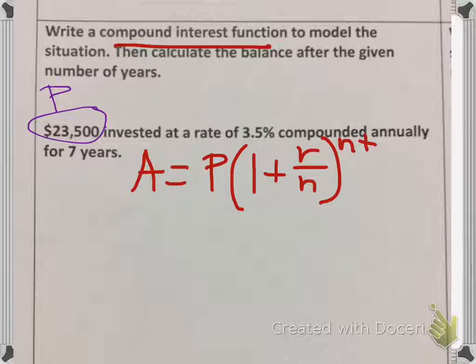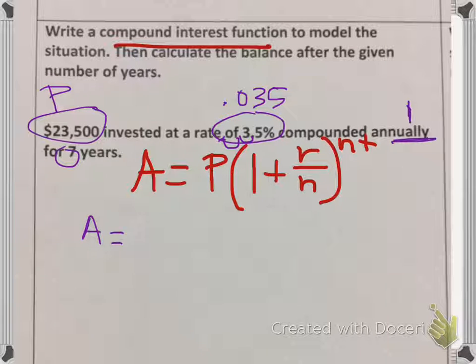So here's my principal. $23,500 was invested at a rate of 3.5%. Change that decimal point 2 places, so 0.035 is the number that goes in as the interest rate. And it says compounded annually. That's 1 time per year. Annually is once per year for 7 years. So we're just going to write that out. The principal is $23,500. I put one too many zeros on there.